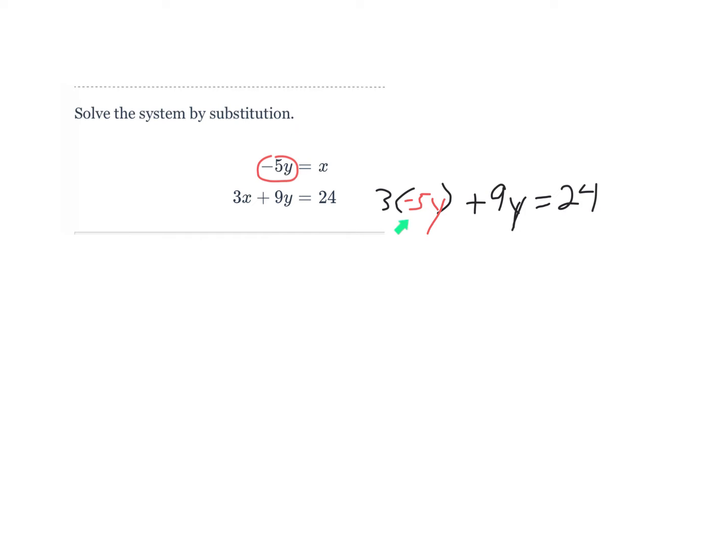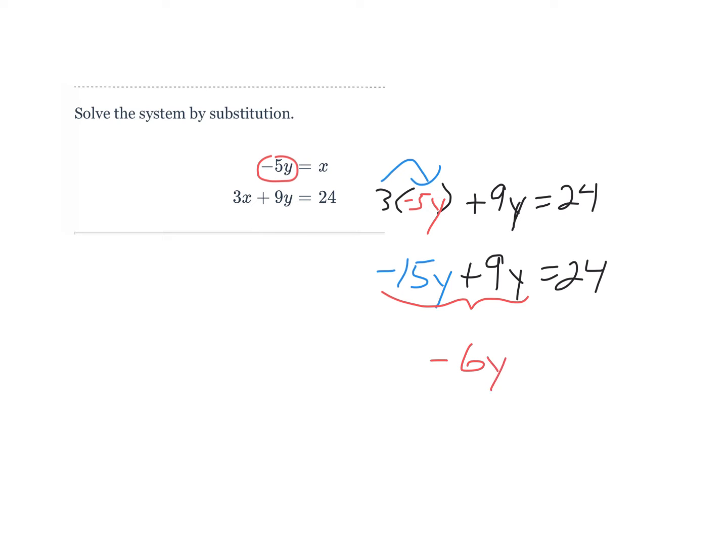All right, so let's go ahead and do this multiplication. What we have here is we have to multiply 3 times negative 5y, which is negative 15y. And then the rest of the equation is plus 9y equals 24. So what we're going to do is combine these like terms, negative 15 and 9. All right, that's negative 6y equals 24.